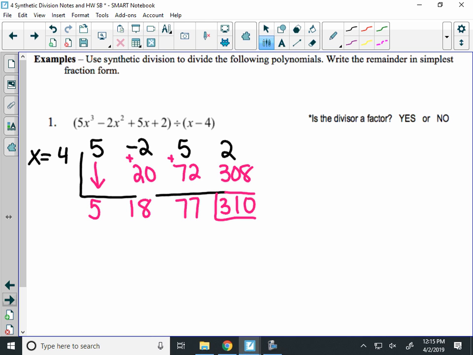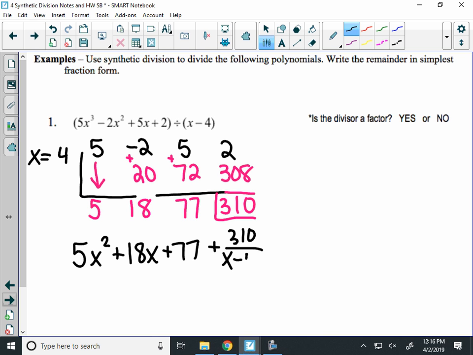Now I have to turn my numbers into a polynomial. The numbers themselves don't mean anything. So when I write this, if I started with x cubed, what would be the exponent on the 5 here? X squared. So 5x squared plus 18x plus 77. Now I have a remainder, plus 310 over x minus 4. Now since I have a remainder, is the divisor a factor? No. Let's try the next one.